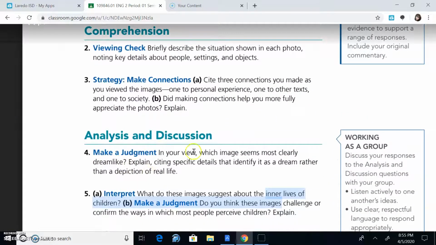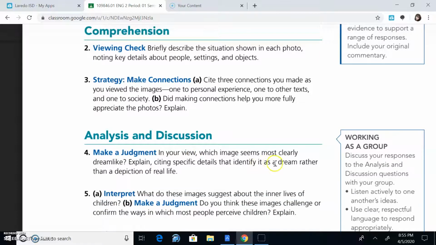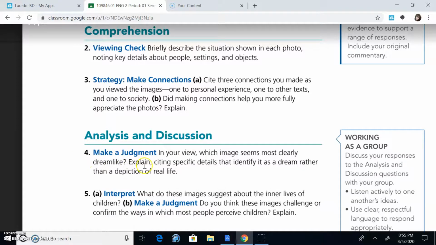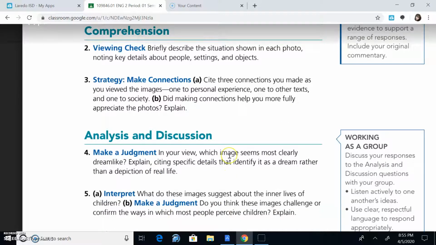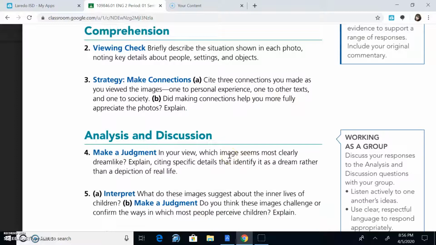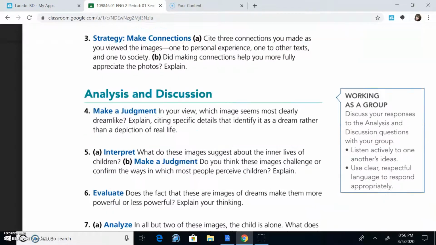in your view, so in your view means in your opinion, which image seems most clearly dreamlike? Explain, give specific details, examples, which one looks more like a dream. And number 5, what do these images suggest about the inner lives of children? Do you think these images challenge or confirm the ways in which most people perceive children? So again, all the pictures had children in them. Look at the location they were in, look at the situations they were encountering, look at their faces. In some cases, their faces were covered. Why do you think that? Okay.